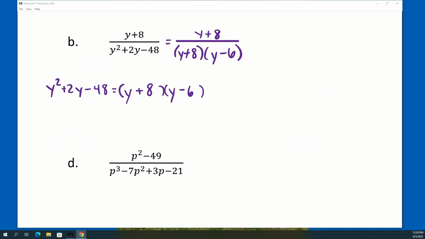All right. Do you guys see anything that has to die? I know that's a weird question. Y plus 8 has to die. All right. And then if everything cancels out of the numerator, what's there? Oh, a y minus 6 is on the bottom.